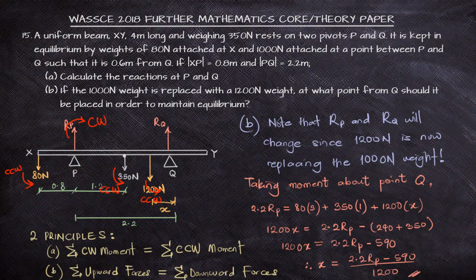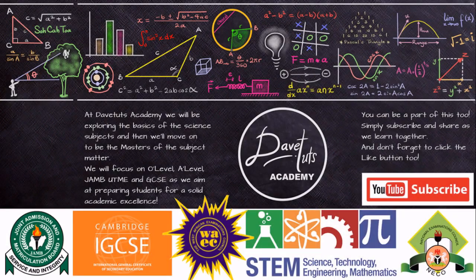Don't forget that we are not using the value of RP that we got in the previous question A. Now the reaction will change and we don't have enough information to evaluate that, so we leave it as RP. And that is the solution to our question number 15 from WAEC May June 2018 Further Maths theory paper. And with that, we have come to the end of treating our questions from the Further Maths 2018 past question.